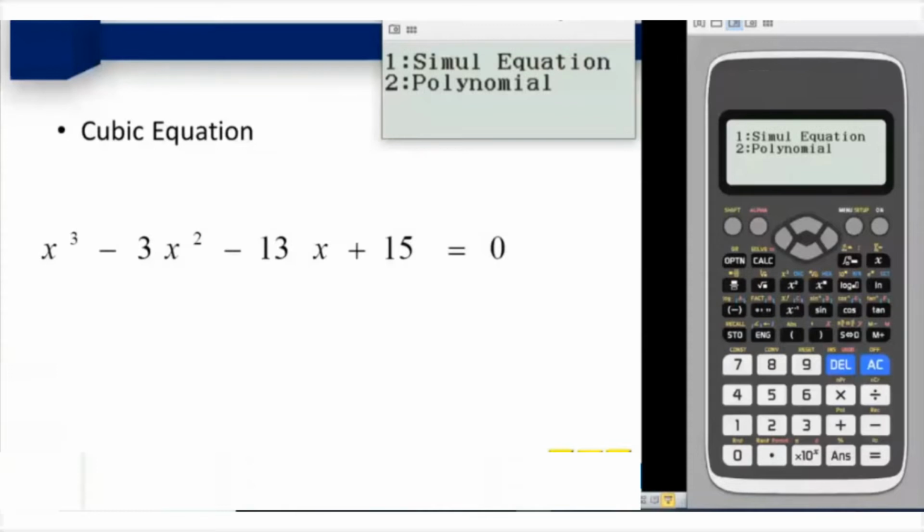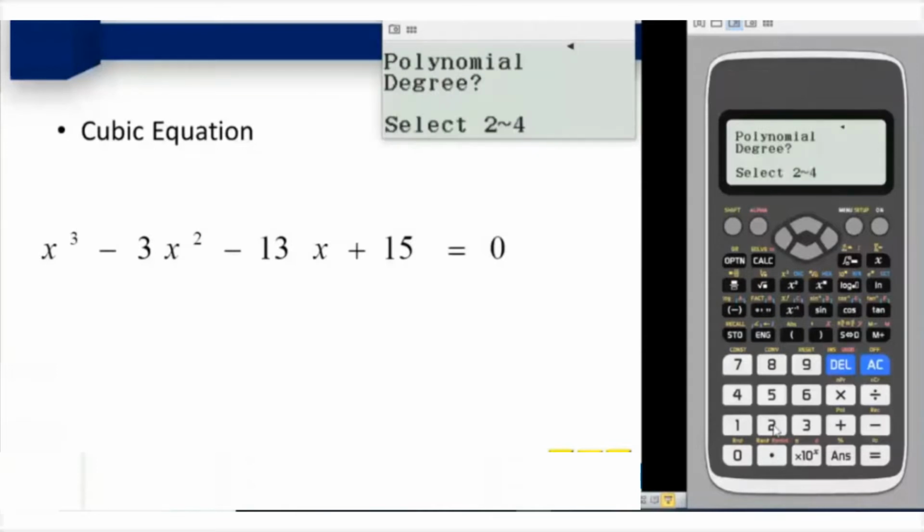The calculator will ask what degree. Degree means power. We solved quadratic equations. We are now moving on to cubic equations. Cubic equations have power of 3. So I will press 3.